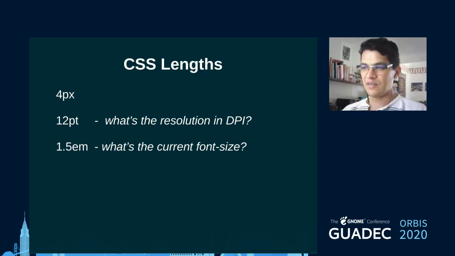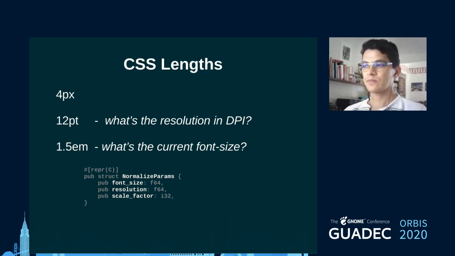If we have a length value in points, this means 12 points. It's not a problem, but we need to know the resolution of the display so that we can multiply the DPI by 12. And if it's given in terms of the font size, if a length is 1.5 ems, we need to multiply 1.5 by the current font size. So we need the DPI and the font size and the scaling factor to come from somewhere to convert them to device pixels.